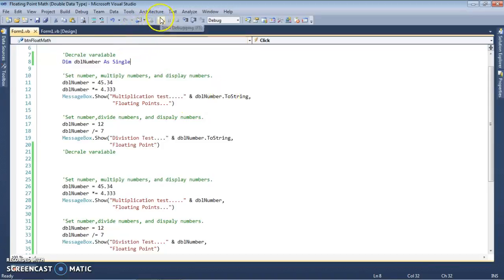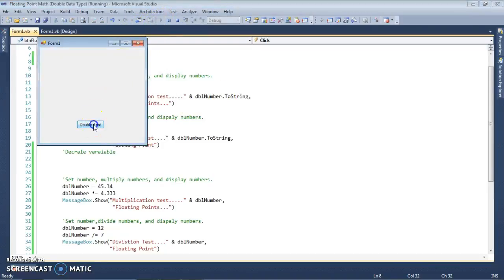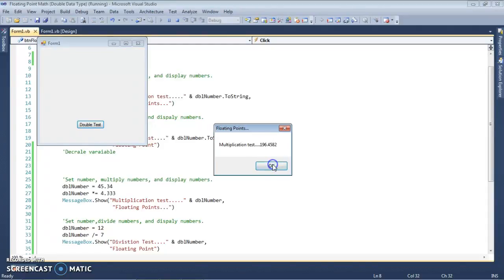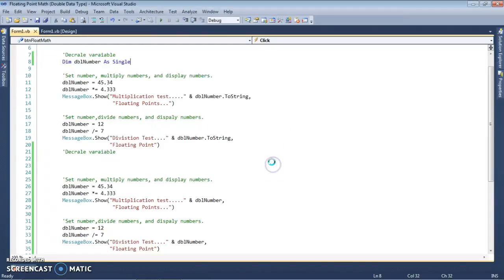So let's run it. I guess. Now let's go double. Let's go integer. I should have ran that first.